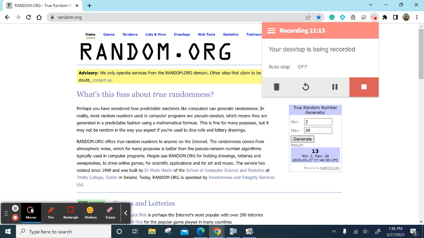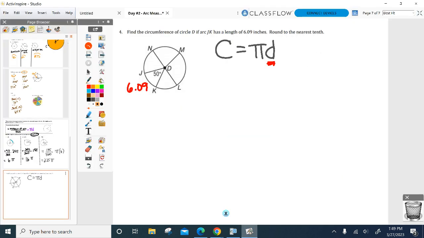Just talk it out. Let's start discussing this first. And a lot of people are doing this, and it happened last period too. The length from J to K, 6.09. I'm looking for the circumference, which is what? The distance around the entire circle. So I better make sure my answer is bigger than 6.09. Because from here to here is 6.09. I'm looking for the whole thing here. So I should get an answer bigger than 6.09.